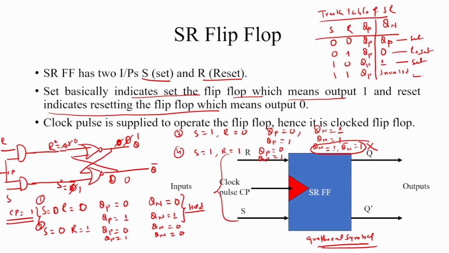This is known as an invalid state, because in that situation Q and Q complement both become 1 at the same time, and it is an unpredictable situation. So this is the truth table of the SR flip flop.